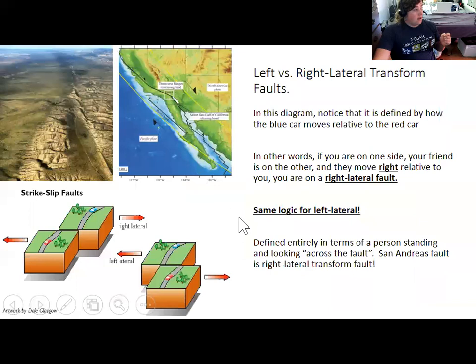Now, one thing to consider is you can define transform faults by whether they are left lateral or right lateral.